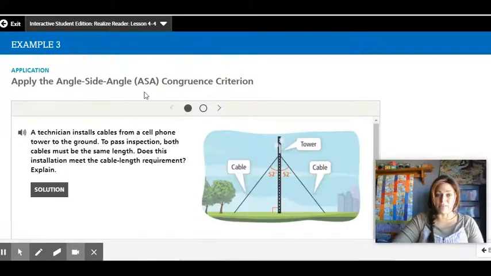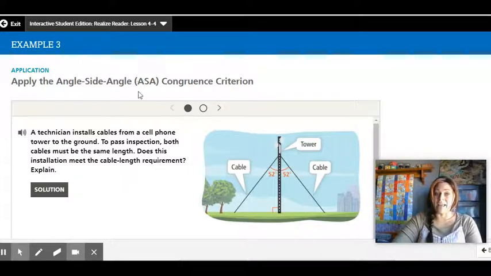And now we're going to apply this rule. So here's an actual problem. A technician installs cables from a cell phone tower to the ground. So here's the tower, and here are some cables. To pass the inspection, both cables must be the same length. So each of these must be identical, which, see these triangles? There's one on the right, and here's one on the left. They have to be identical.